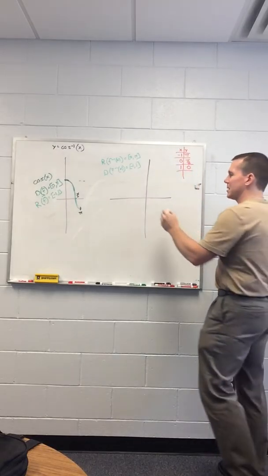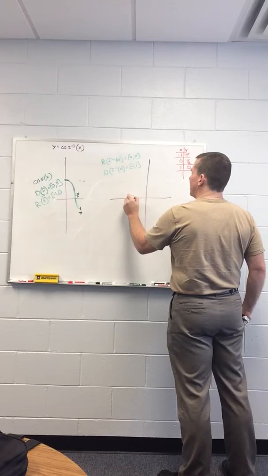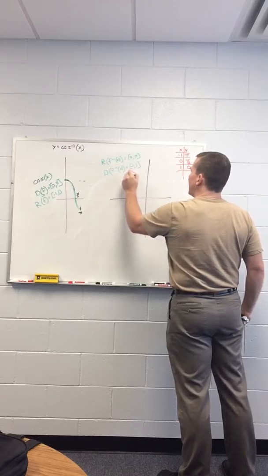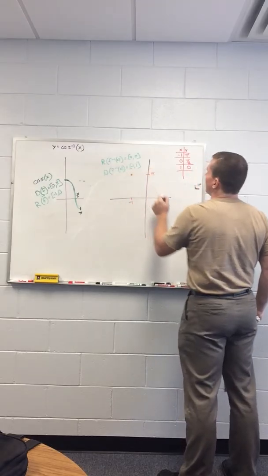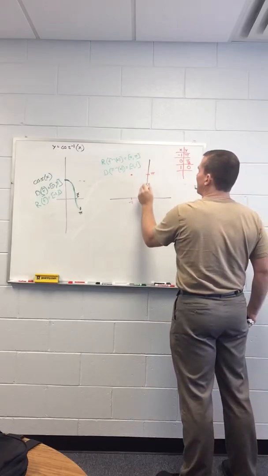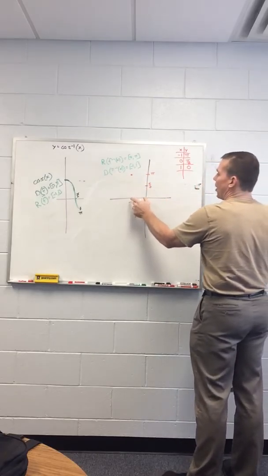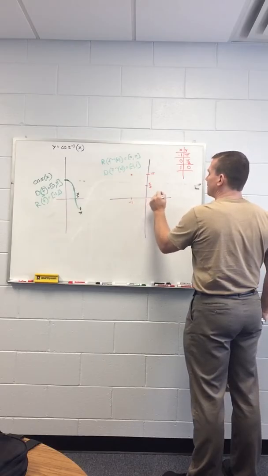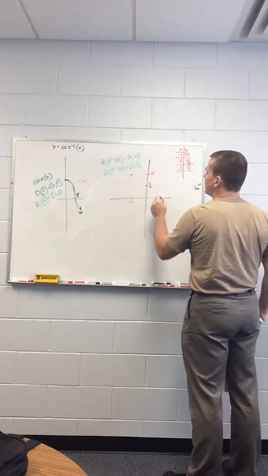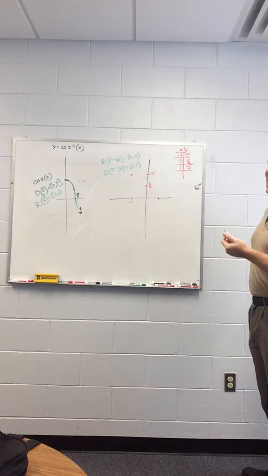And now plot the points. At -1, I should get pi. At 0, I should get pi over 2, which is right in the middle. And then at +1, I should get 0. And now just connect the dots.